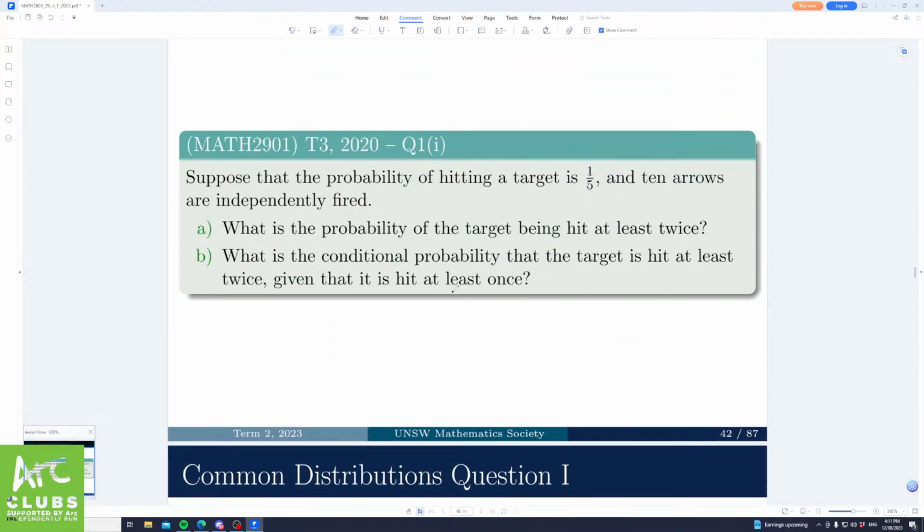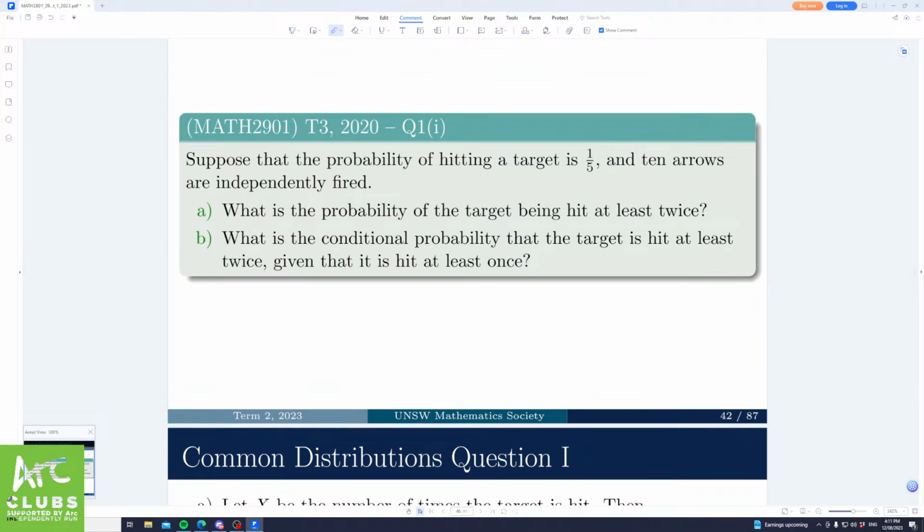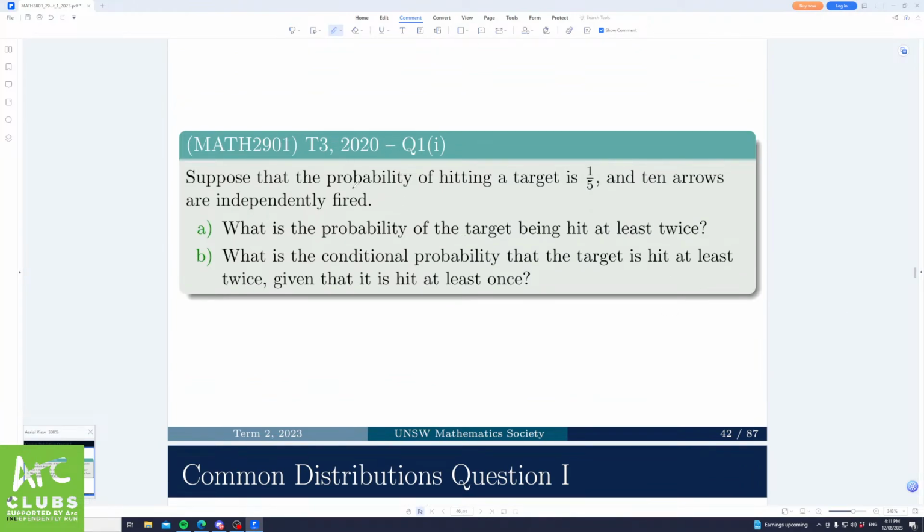And here's a question, I think it's the last thing. It's a question from a 2020 paper. Suppose that the probability of hitting a target is 1/5 and 10 arrows are independently fired. Because they're independently fired, we're dealing with 10 trials, and in each trial there are two outcomes: it hits the target with probability 1/5, or it doesn't hit the target with probability 4/5. It's clear we're dealing with a binomial distribution here.